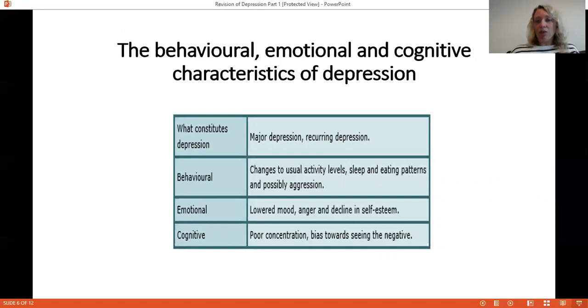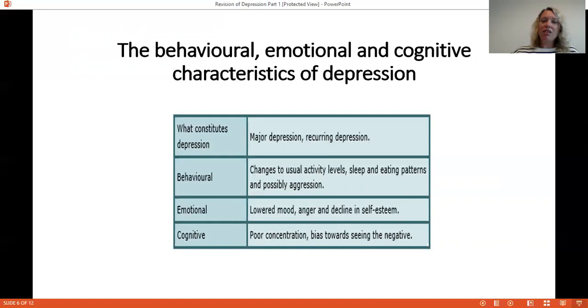So for behavioural, we've got changes in activity levels, changes in sleeping and eating patterns, and changes in the behaviour of a person so that they are possibly more aggressive. For emotional, the first one that links very directly into the behaviour of aggression is the emotion of anger. So people who are suffering from depression, one of the emotional characteristics that they might demonstrate is anger. The other 2 go together in that they're about low emotions, so lowered mood and low self-esteem.